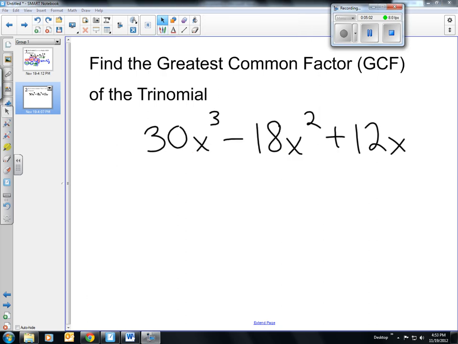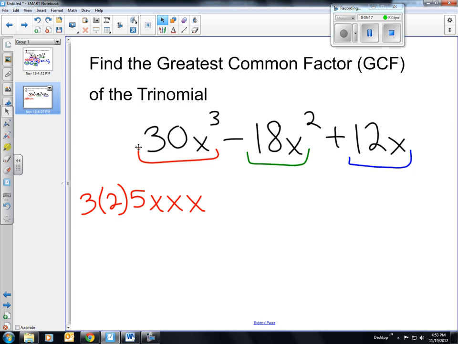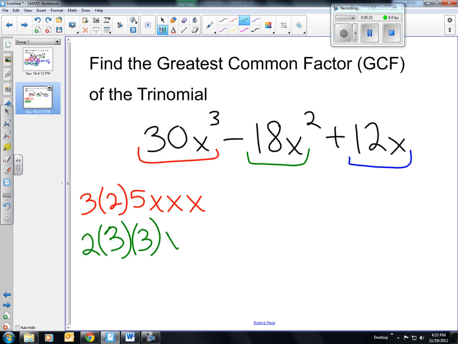Let's start this next one with a trinomial, and we have 3 monomials in this expression. Let's start with the 30x cubed. You'd have 3 times 2 times 5 times x times x times x. And then the 18x squared, you would have 2 times 3 times 3 times x times x. And then with the blue, you're going to have 3 times 2 times 2 times x.